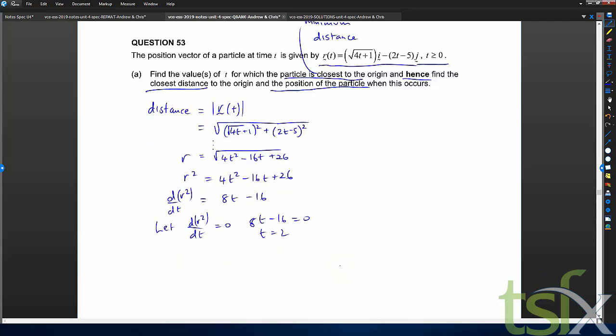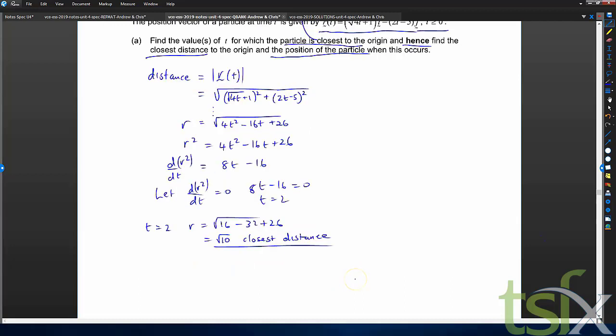Okay, so we have to work out the distance. So we're going to put t equals 2 in our rule of R. So R would be the square root of, and if we work that out, we would get 16 minus 32 plus 26, which we hope is root 10. Now, we have no units, correct? So should we write units or just leave it as root 10? Or should we make it quite clear as the closest distance? Maybe underline it, make it clear. Okay. We all happy with that?